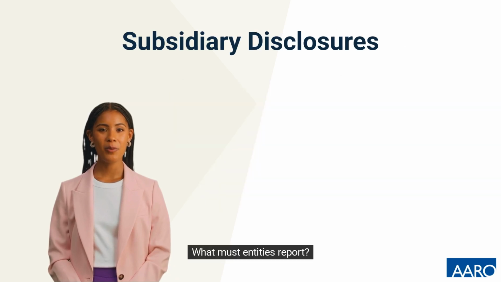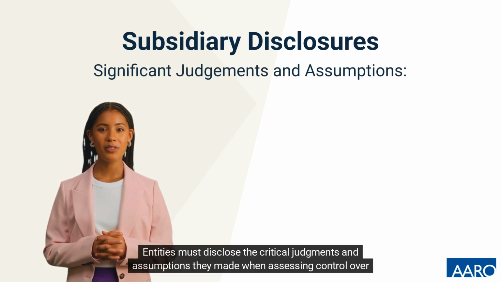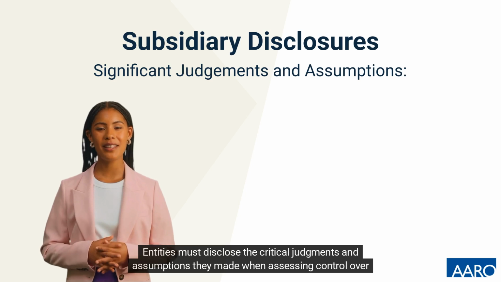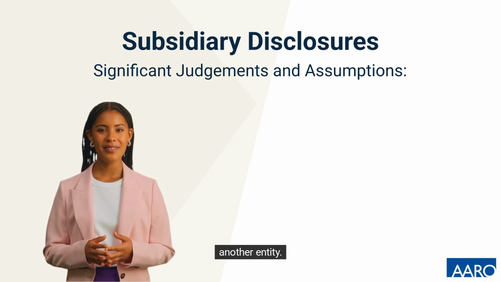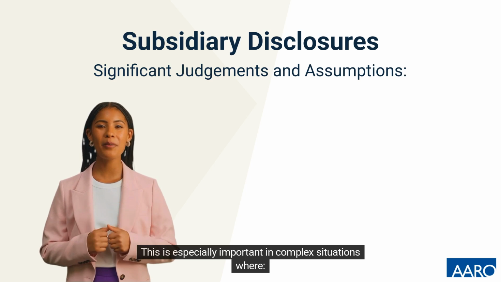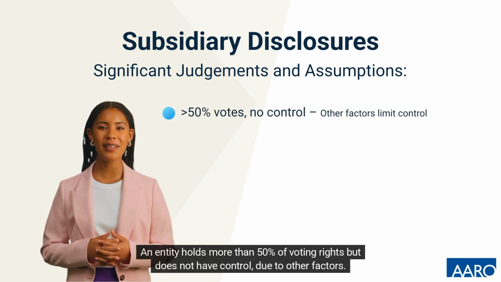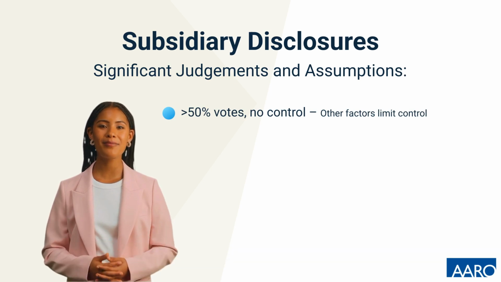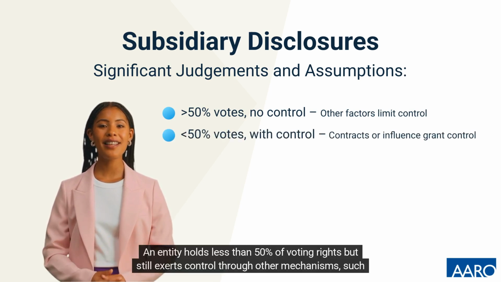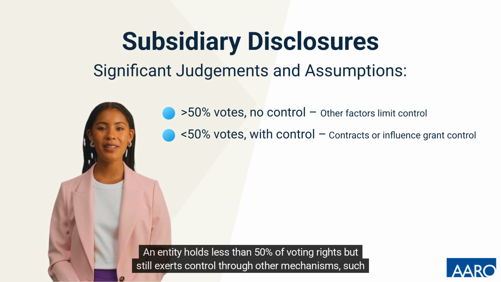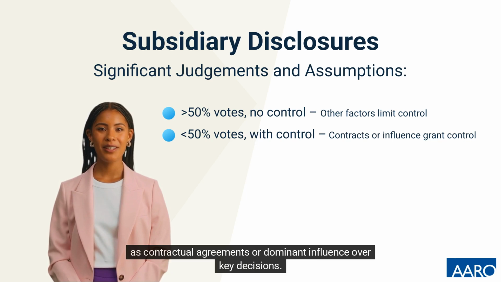What must entities report? Let's explore the key areas. Entities must disclose the critical judgments and assumptions they made when assessing control over another entity. This is especially important in complex situations where: 1. An entity holds more than 50% of voting rights but does not have control due to other factors. 2. An entity holds less than 50% of voting rights but still exerts control through other mechanisms, such as contractual agreements or dominant influence over key decisions.